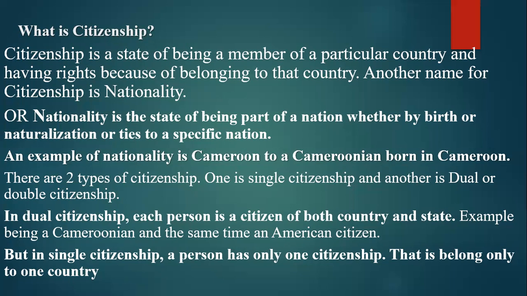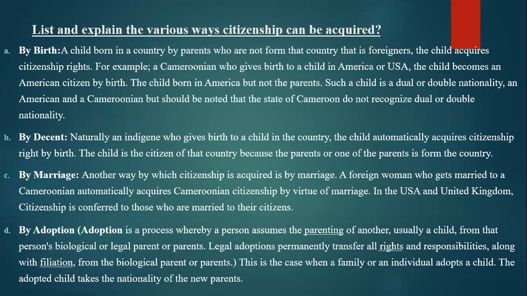Good. There are two types of citizenship: single citizenship and dual or double citizenship. Take note of that. In dual citizenship, a person is a citizen of both countries. Example: being a Cameroonian and at the same time an American citizen. That is dual citizenship. But in single citizenship, a person has only one citizenship, that is, belongs to only one country. Good. List and explain the various ways citizenship can be acquired.